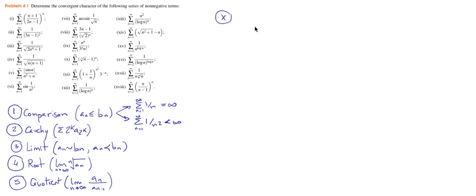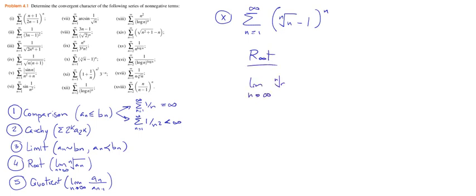10. The sum from n equals 1 to infinity of the nth root of n minus 1 to the n. Okay, so classical root test. The limit when n goes to infinity of the nth root of a sub n is the limit when n goes to infinity of the nth root of n minus 1. But the nth root of n, the limit of that is 1, so it's 1 minus 1. This is 0, smaller than 1. So the root test tells us that this series is convergent.